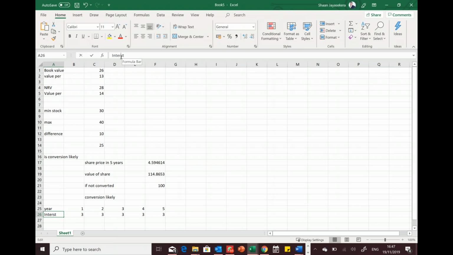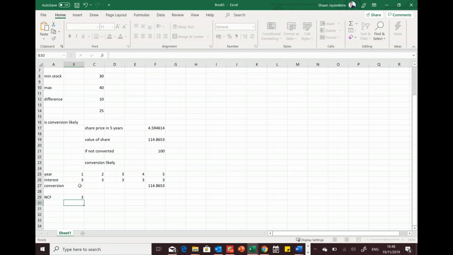okay, you're going to have the conversion. Remember, an investor can either get 100 back or he can get 114. So here you'd rather go for this. It's a better option. Take it as shares, which means I can now work out my net cash flow. In this case it will be equal to, I'll just add this plus this, then I can drag it across. It's your net cash flow.